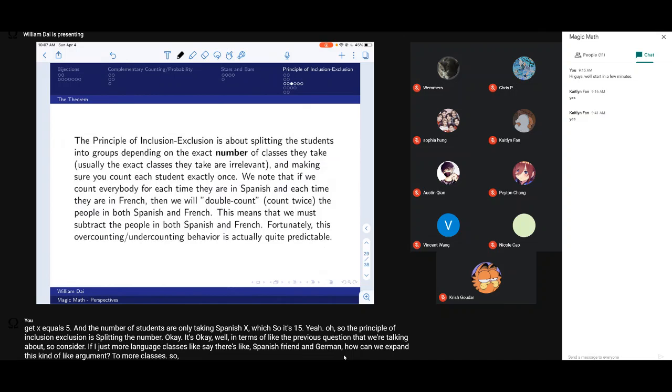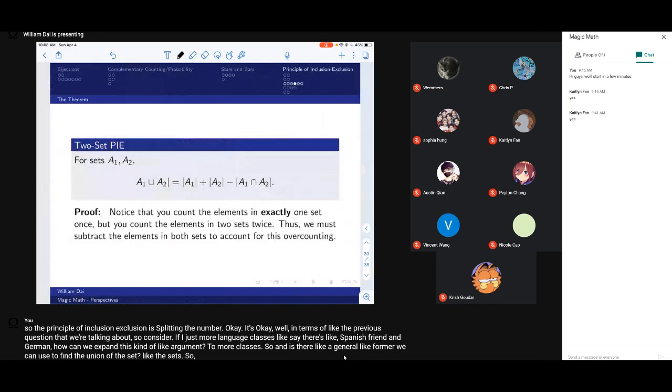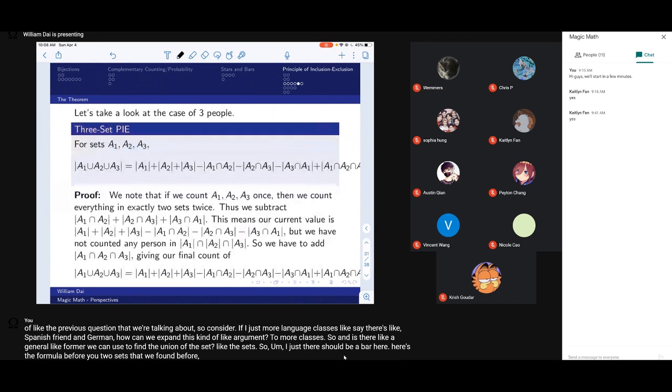Is there a general formula we can use to find the union of the sets? There should be a bar here. Here's the formula for the two sets that we found before, and here's the formula for three sets, which is pretty much the same idea.